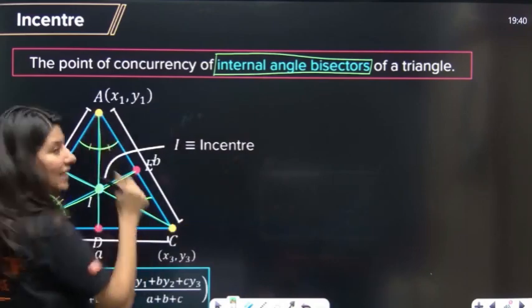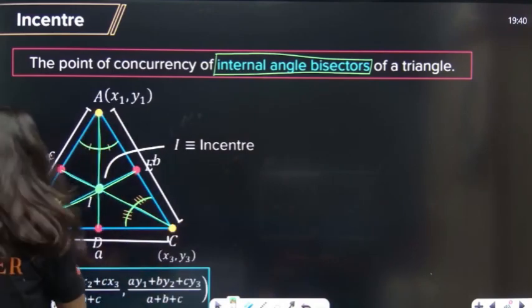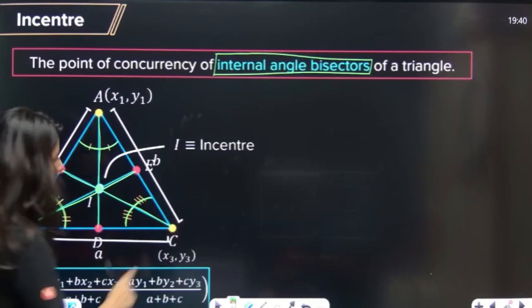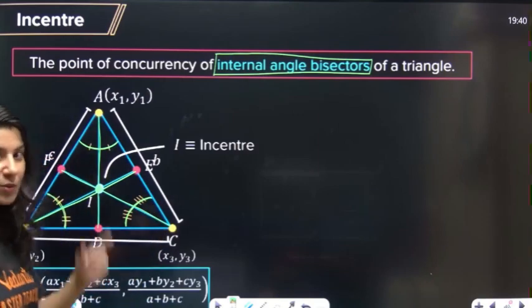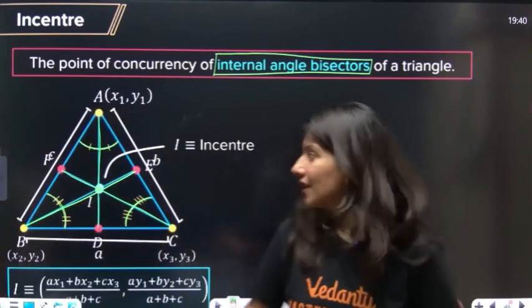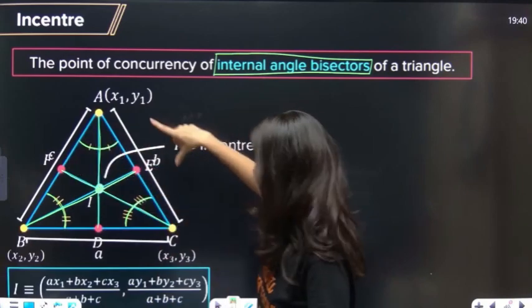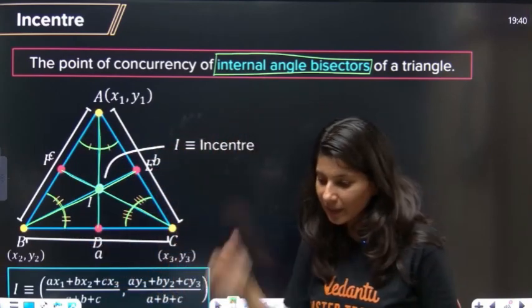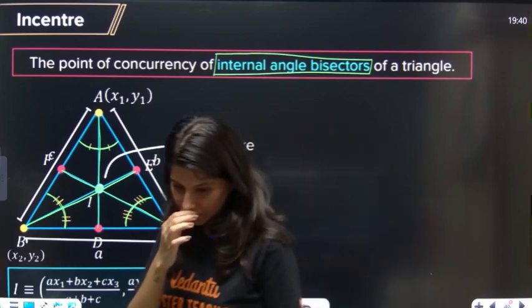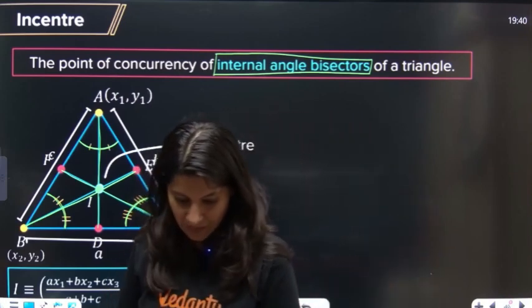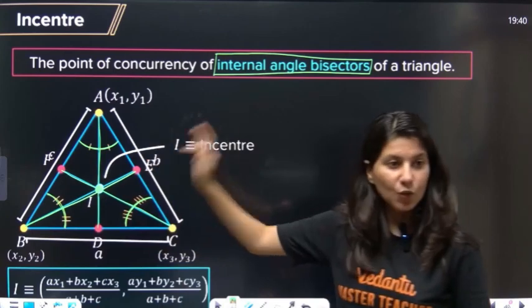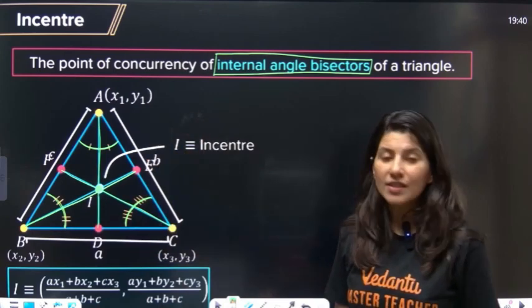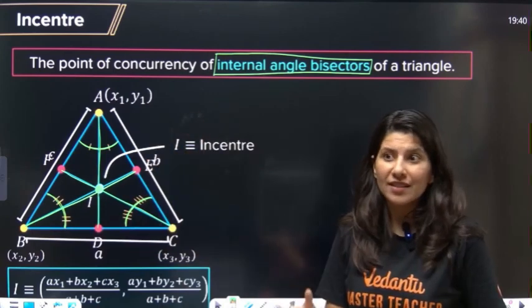So, vertex A is given to you. Vertex B is given to you. Vertex C is also given to you. Can you calculate the sides, that is AB, BC and CA? Can you calculate the length of all the sides if the vertices are given?